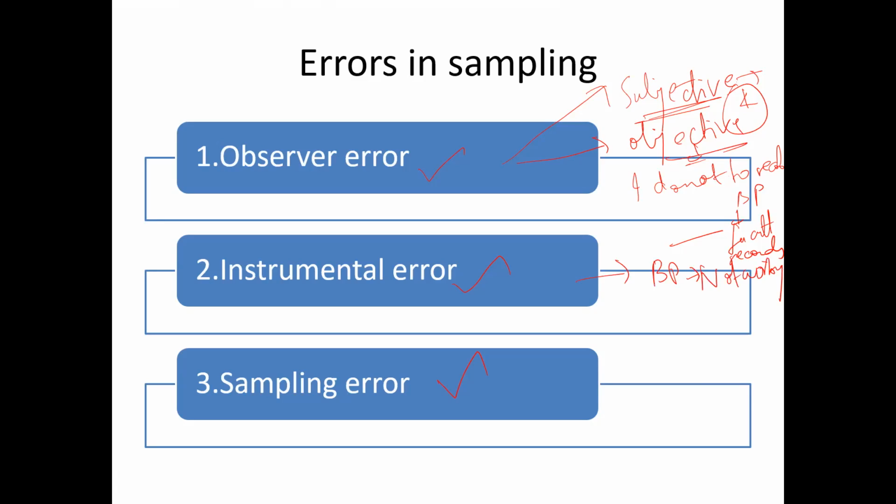Next is sampling error. We should not choose small samples. Non-probability sampling is an error-prone method. So biased samples should not be selected by the researcher.